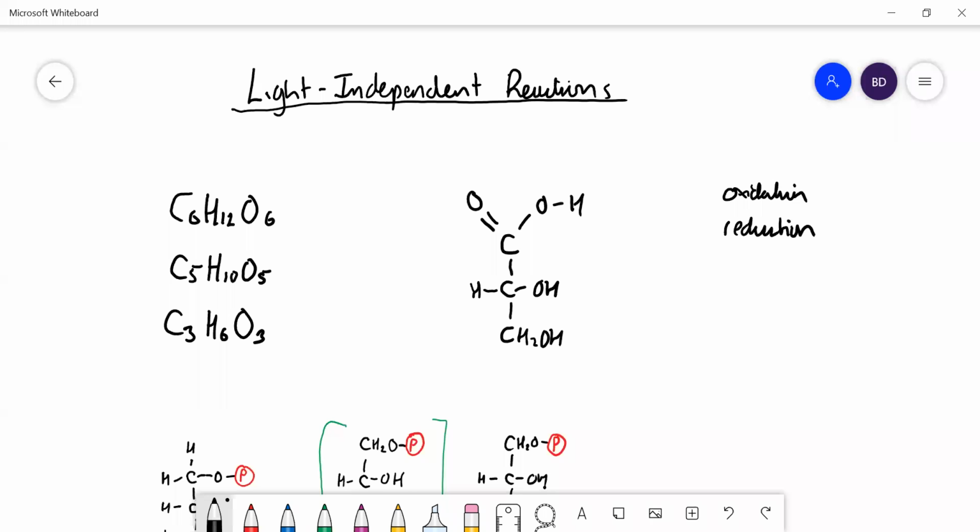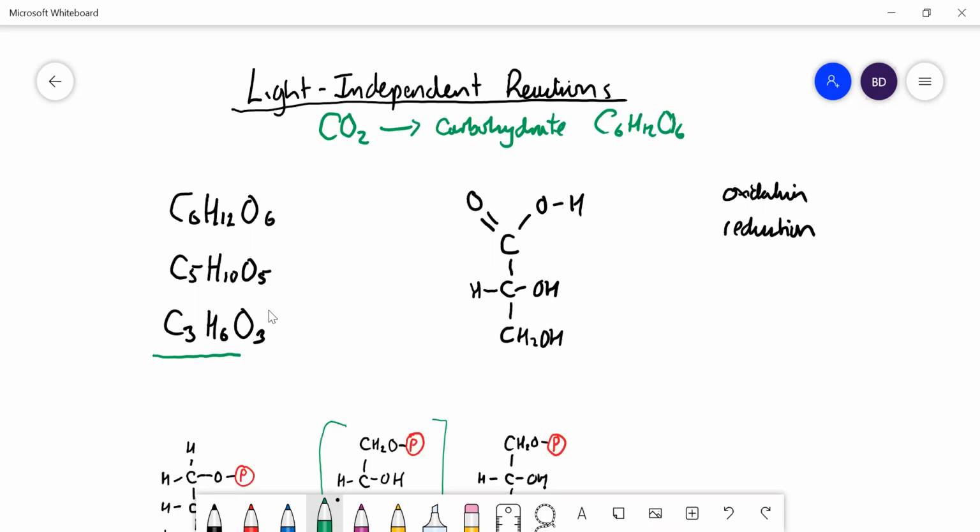Okay, so here are the light independent reactions of photosynthesis. Now, the aim of these reactions is to get carbon dioxide and turn it into carbohydrate, such as glucose, C6H12O6.